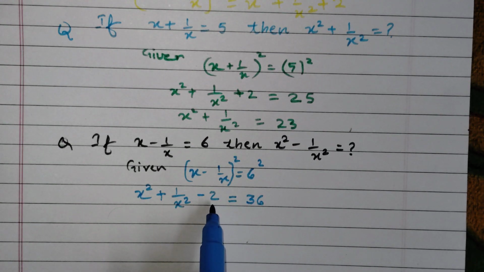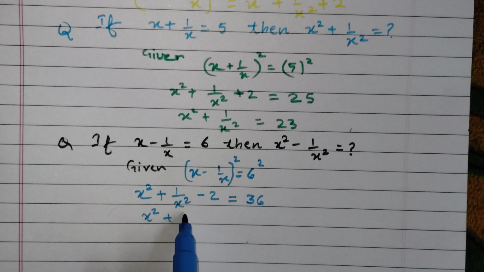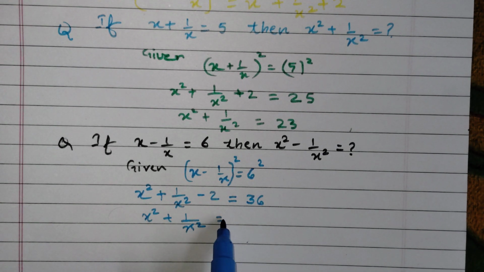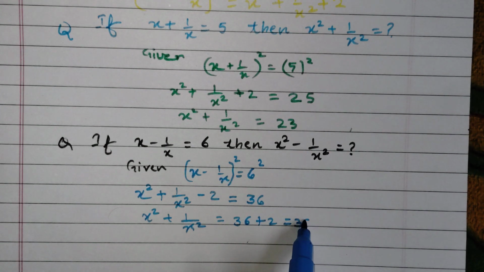Now adding 2 to both sides, because on LHS there is minus 2. So to remove it, we add 2 to both sides. So this will give us x square plus 1 upon x square equal to 36 plus 2. Adding 2 to both sides, the LHS 2 cancels out. RHS is 36 plus 2, that means 38. So this is the answer.